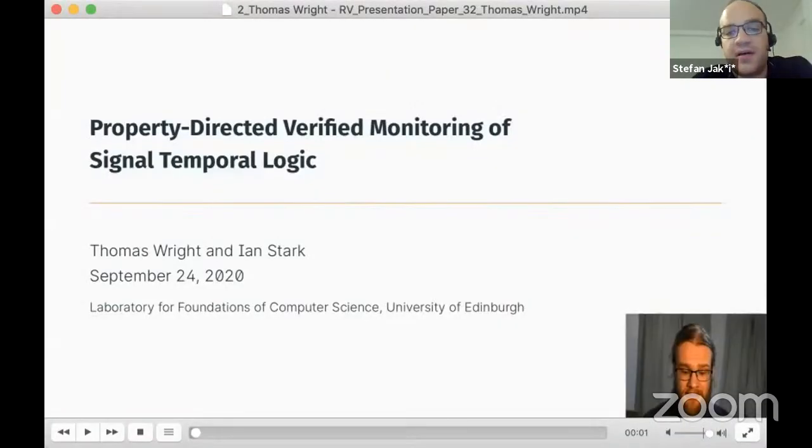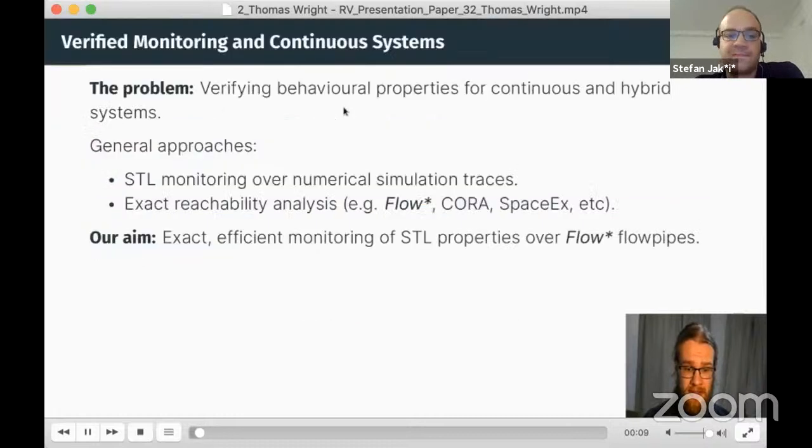So the second paper is written by Thomas Wright and Ian Stark, and this is entitled Property Directed Verified Monitoring of Signal Temporal Logic. So let's start with the presentation now. Hello, I'm Thomas Wright, and today I will be presenting Property Directed Verified Monitoring of Signal Temporal Logic, which is joint work with Ian Stark.